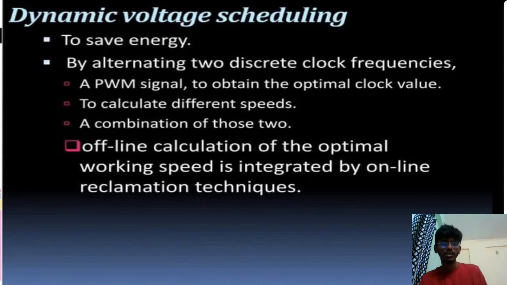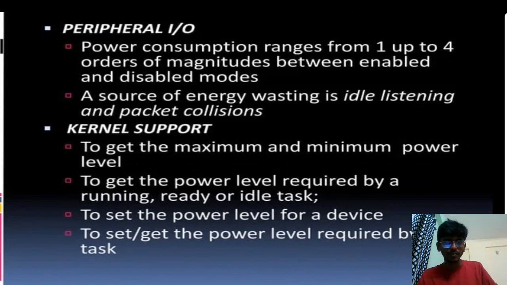Dynamic voltage scheduling saves energy by alternating two discrete clock frequencies, with a PWM signal to obtain the optimal clock value, to calculate different speeds, a combination of those two. Kernel support to get the maximum and minimum power level, to get the power level required by the running, ready or idle task.